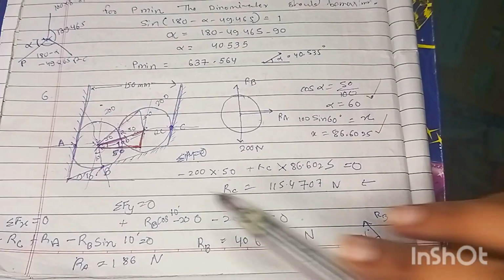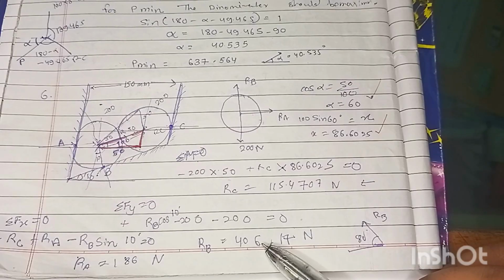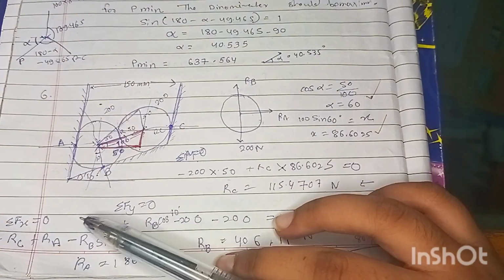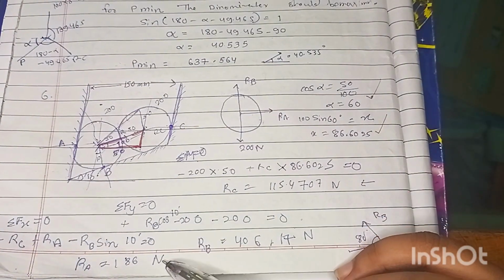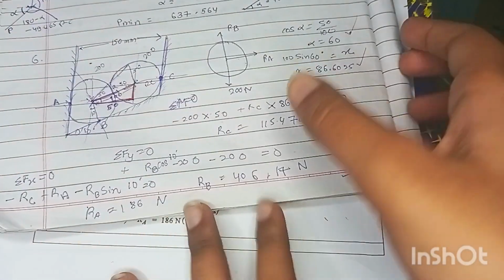And let's go for summation of Fy equal to 0. All the forces in the y direction, add or subtract according to their direction, and from here you will get RB. Now for summation of Fx, you will get the value of RA. Okay, so I hope you understand this question number 6.